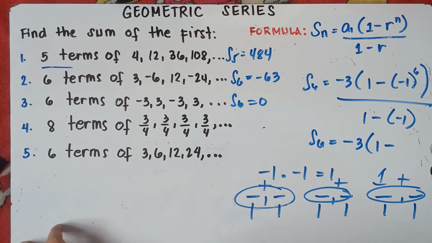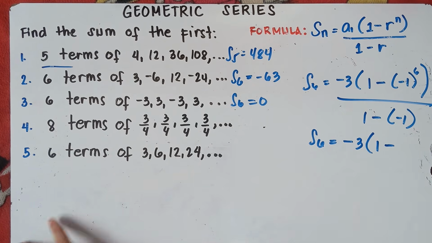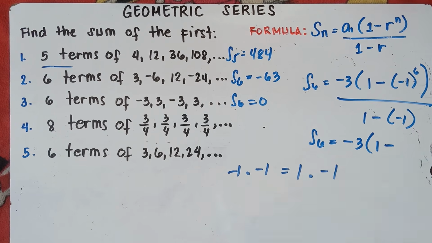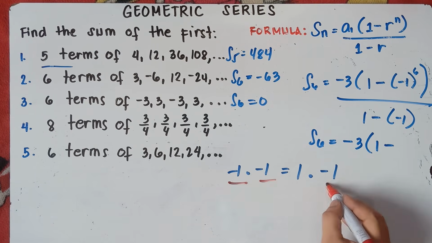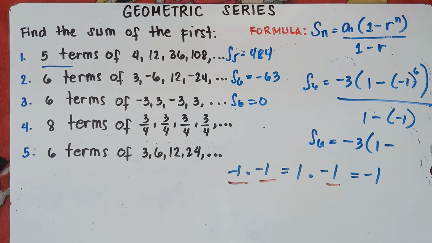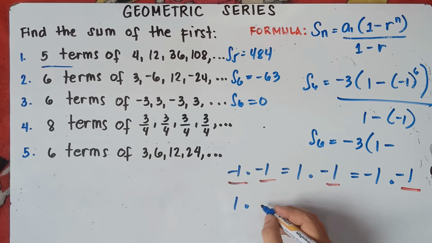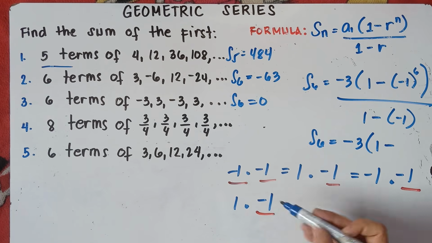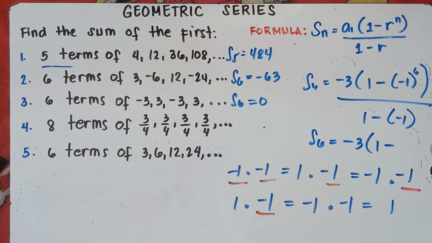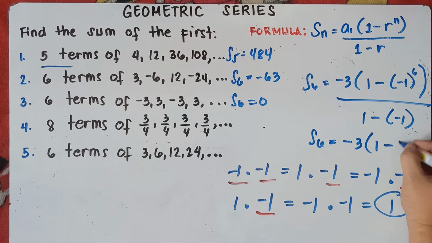But if you're confused with this one, class, go ahead. You can multiply this one 6 times. Negative 1 times negative 1, that's positive 1, times negative 1. So we already have 3 negative 1s. 1 times negative 1, that's negative 1, times another negative 1. So we already have 4. Negative 1 times negative 1, that's positive 1, times negative 1. So fifth negative 1, that would be negative 1, times negative 1, and the answer is positive 1. So the answer is positive 1.